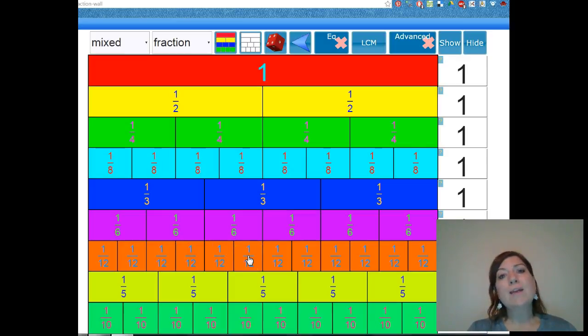Well, that's all for today, but I hope that you learned a little bit more about equivalent fractions, and don't forget to go to www.thesnows.com, and check out this fraction wall. There's a lot of fun games and things you can do with it. Play around with it. Goodbye.